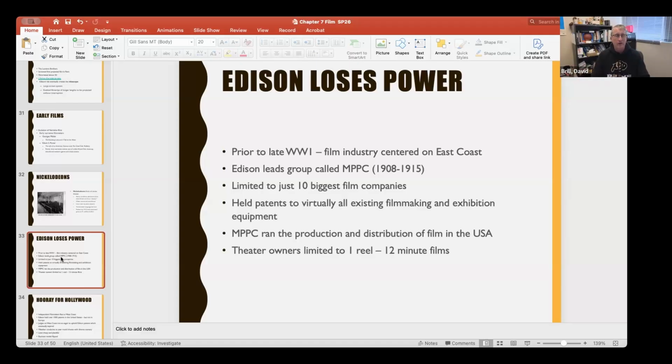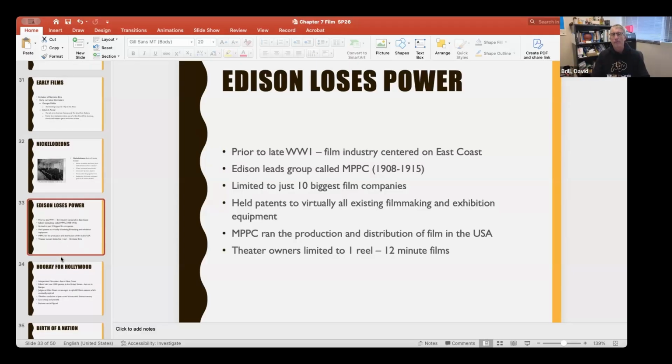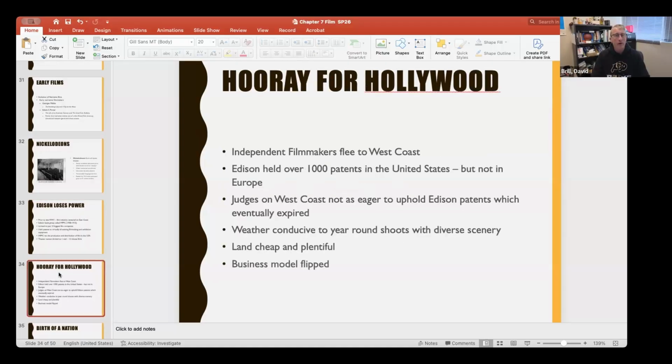And so that was Edison's group up until about World War I, or through the middle of World War I, because at a certain point, filmmakers, particularly independent filmmakers who could not get into this clique, essentially fled to the West Coast. And one of the things that they did was, because his group held over 1,000 patents in the United States, but they didn't in Europe, remember, because he didn't patent it originally when he created this stuff in the 19th century. Well, a lot of that stuff, in a parallel universe, had been created in Europe as well.